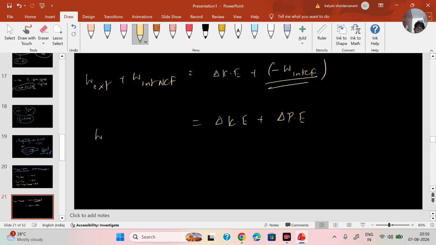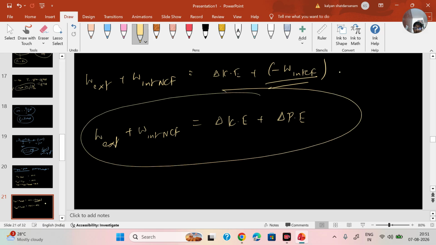So we get a new theorem: work done by external forces, and for external there is no restriction, whether conservative or non-conservative, I don't care, all external, plus work done by internal non-conservative will give change in potential plus change in kinetic. This is a very powerful theorem.